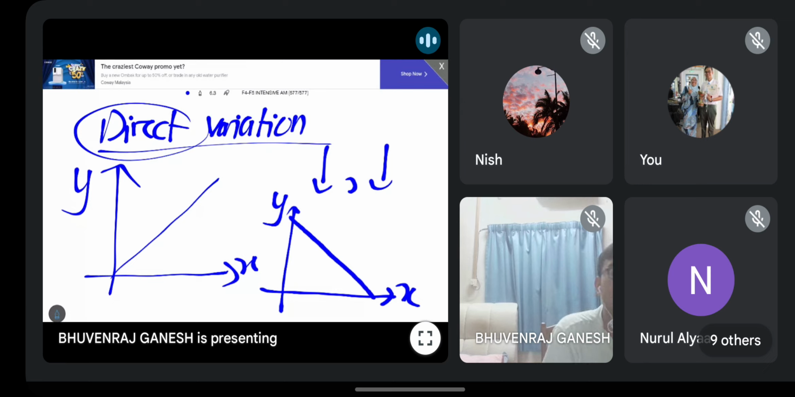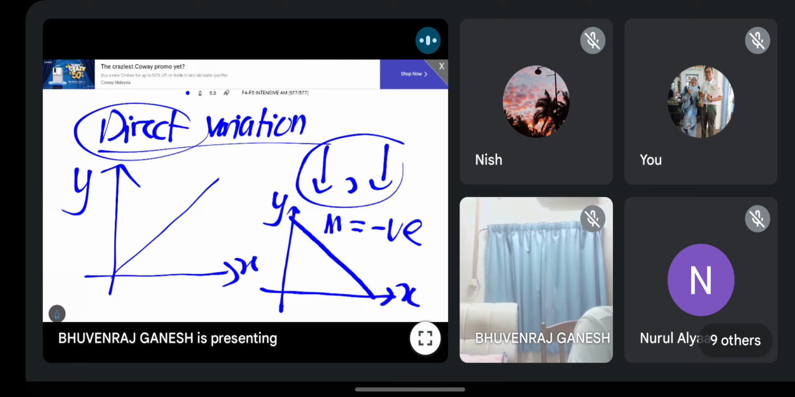Okay, graph dia akan nampak macam ni. Negative gradient. Kecerunan kamu negatif. If dua-dua kuantiti berkurang. Okay, dia takkan lalui apa nama dia, asalan lah. Dia tak boleh lalui asalan. Okay, mustahil nak lalui asalan. So this is the graph. Okay, untuk dua-dua kuantiti berkurang for direct variation.